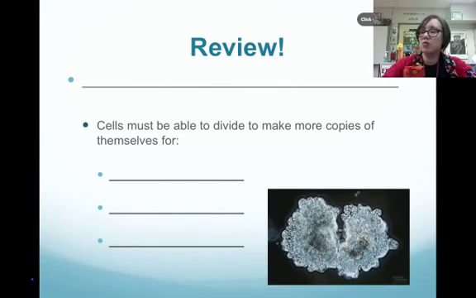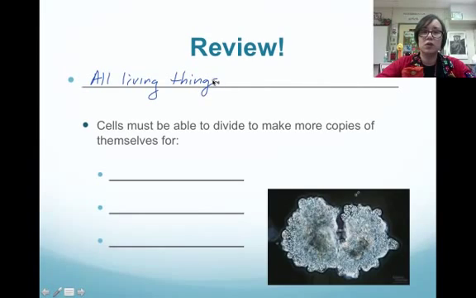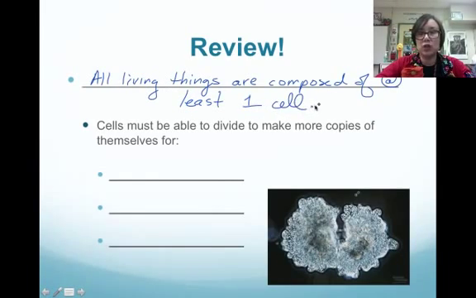Quick review before we move on. The first thing that I want to remind you of is a key component of the cell theory, that all living things are composed of at least one cell, which we've talked about really since the very beginning of the year. Now, if all living things are composed of at least one cell, that means all living things have to be able to divide to make more copies of themselves in order to ensure that three things can happen for that individual or for that organism.